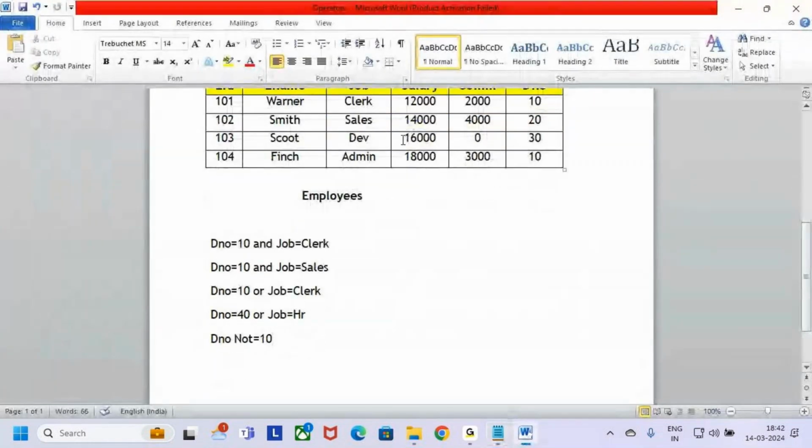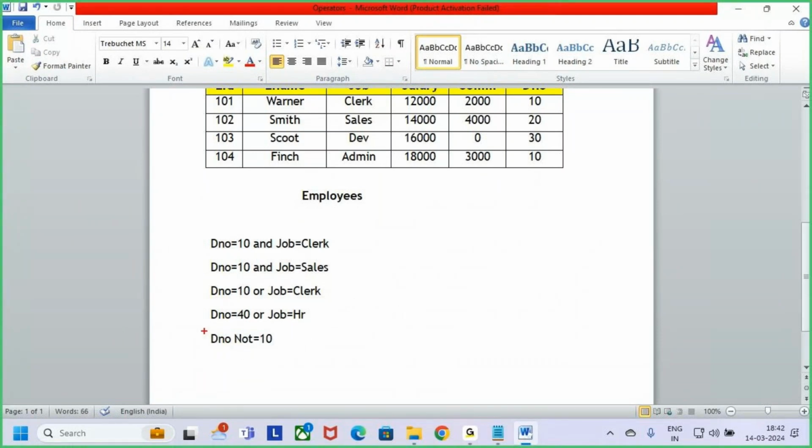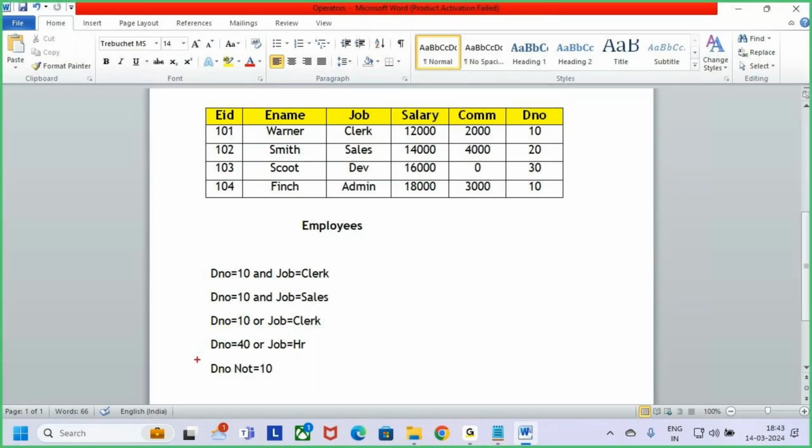Now see, my requirement here is I want to find out the employees where the department number is not equal to 10. How many employees are there where the department number is not equal to 10? These are the two employees. One is Smith and second is what? Scott. So the input is what? Department number not equal to 10. Not equal to 10 means these are the two employees. Where the department number equals 10, these two employees will get Finch and then Warner.